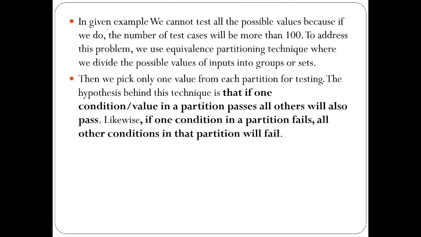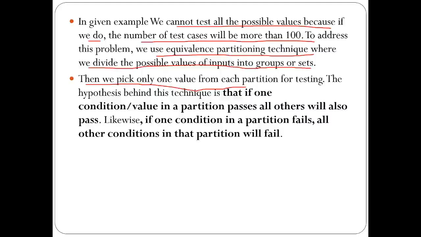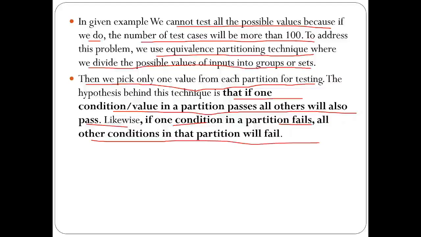As we have discussed, we cannot test all possible values because if we do, the number of test cases will be more than 100, which is not possible. To address this problem, we use the equivalence partitioning technique, where we divide the possible input values into groups. Then we pick only one value from each partition for testing. If one value in a partition passes, all others will also pass. And if one value in a partition fails, then all other values in that partition will fail.